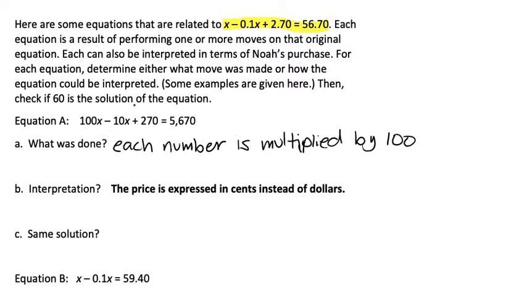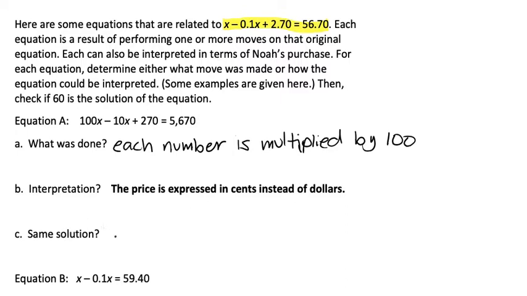So if I multiply the invisible 1 here, that's in front of the x, by 100, I get 100. 0.1 times 100 is 10. $2.70 times 100 is 270, and 56.70 times 100 is 5,670. And in terms of the problem, what I'm doing here is expressing the price in cents instead of dollars.